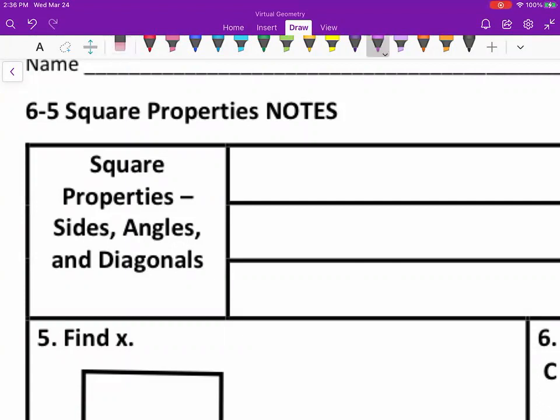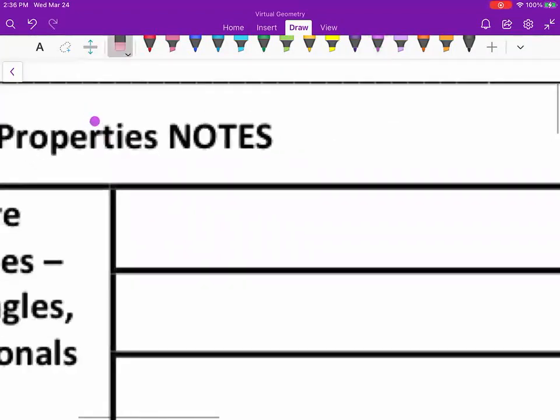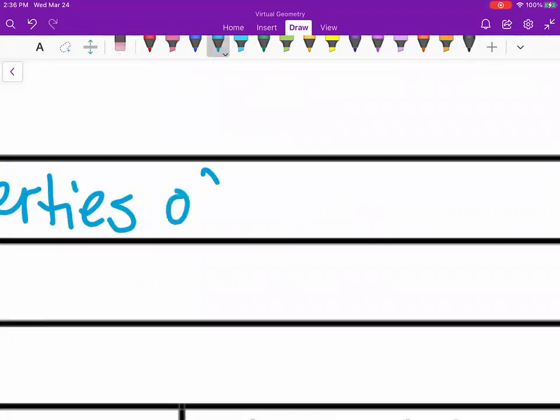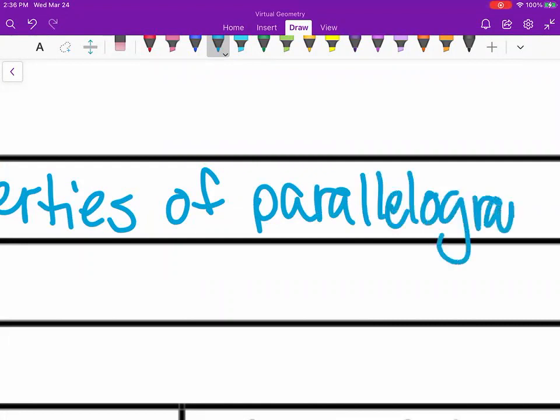So because it is a parallelogram, it's going to have all of those parallelogram properties. Okay, which means opposite sides will be parallel, opposite sides will be congruent, opposite angles will be congruent, consecutive angles, meaning same side, will be 180. The same is true for the diagonals. Diagonals will bisect each other.